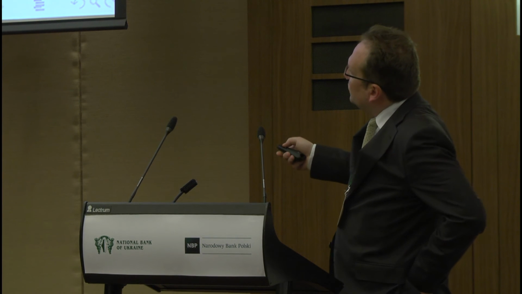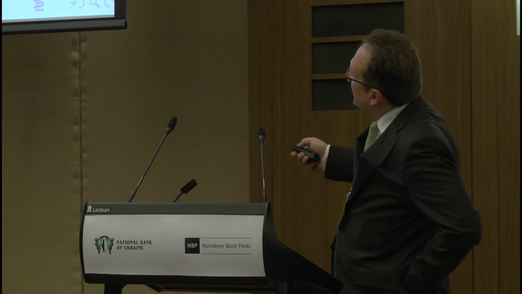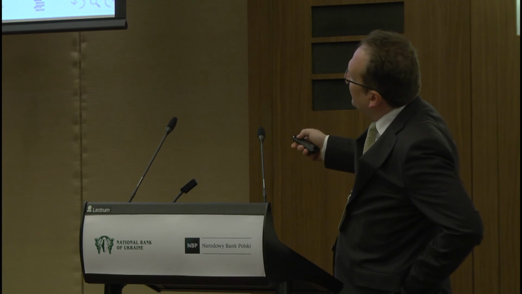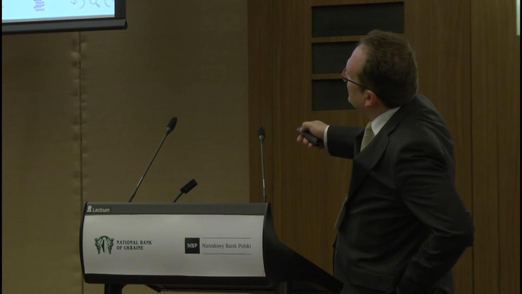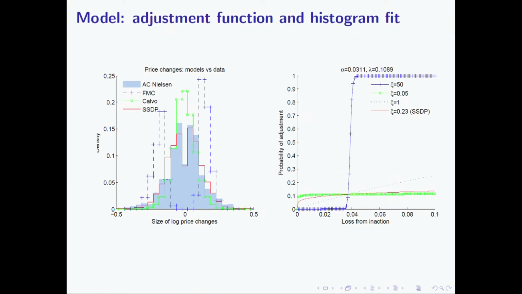Associated with these different histograms of price changes are so-called hazard functions, or probability of adjustment as a function of the loss from inaction, which you can see here for a high value of psi equals 50. This approximates a step function, as in the fixed menu cost model. For the Calvo model with a very small psi, it approximates a straight line at lambda bar, the exogenous probability of adjustment. But for intermediate values such as psi 0.23, it is just some function that starts at the origin and crosses this line and then increases towards 1.